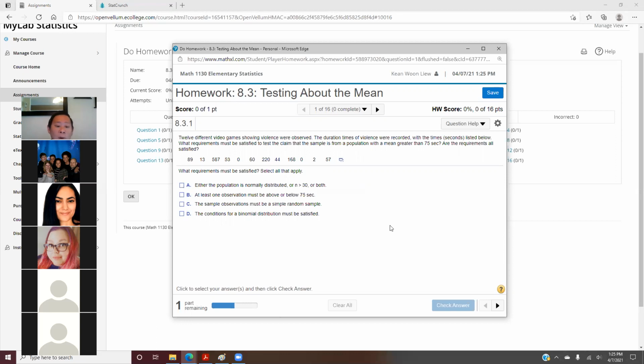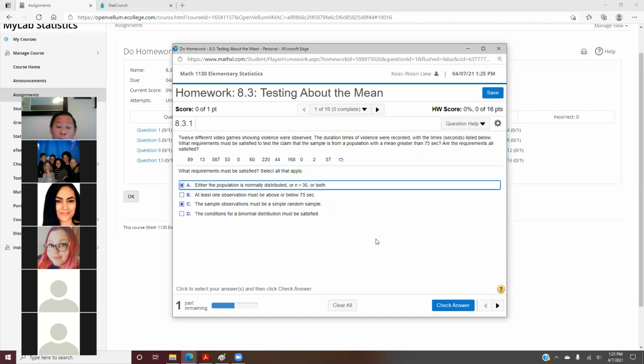There are 2 requirements. What is the first one? Simple random sample. And what is the second requirement? N is greater than 30. Or the population is normally distributed. Yep, population is normally distributed. So these are the 2 requirements.